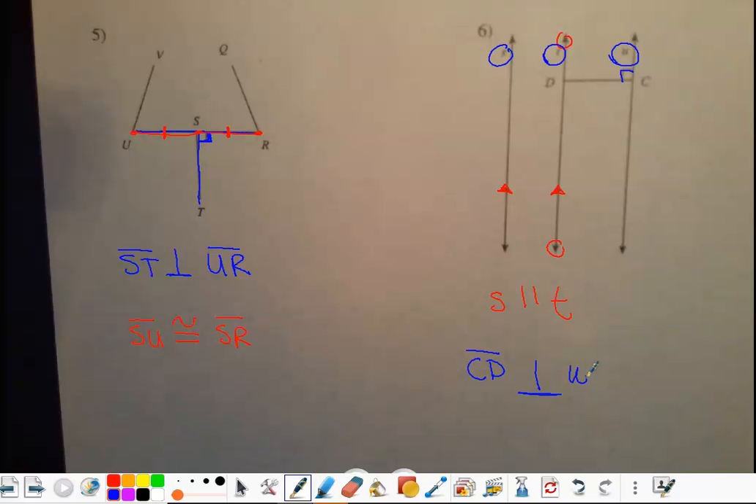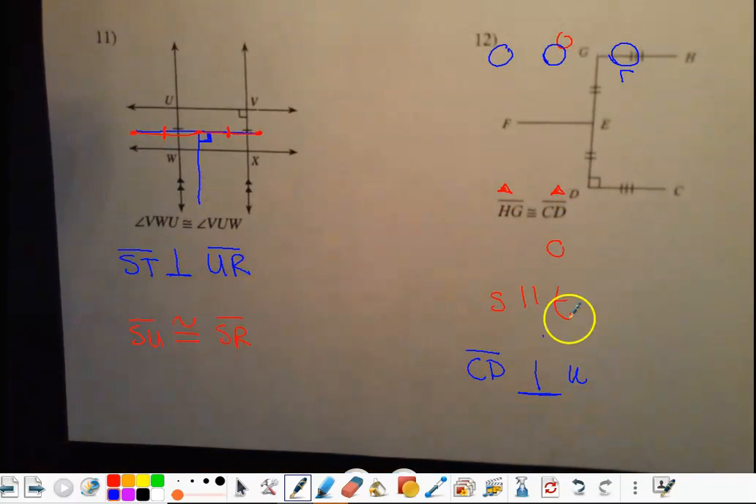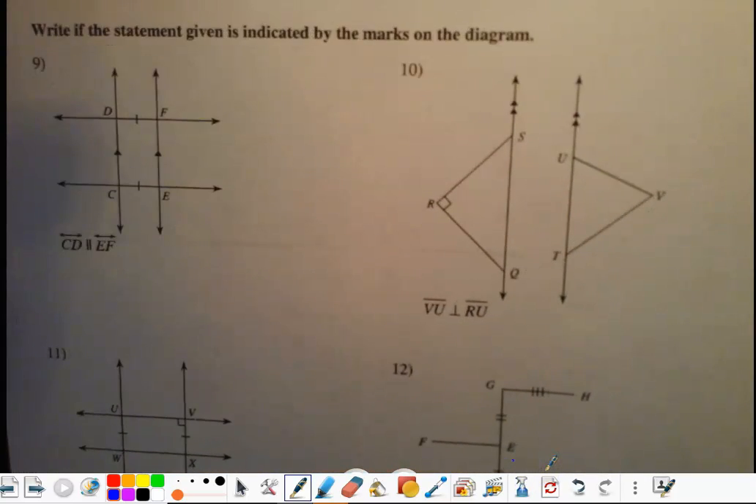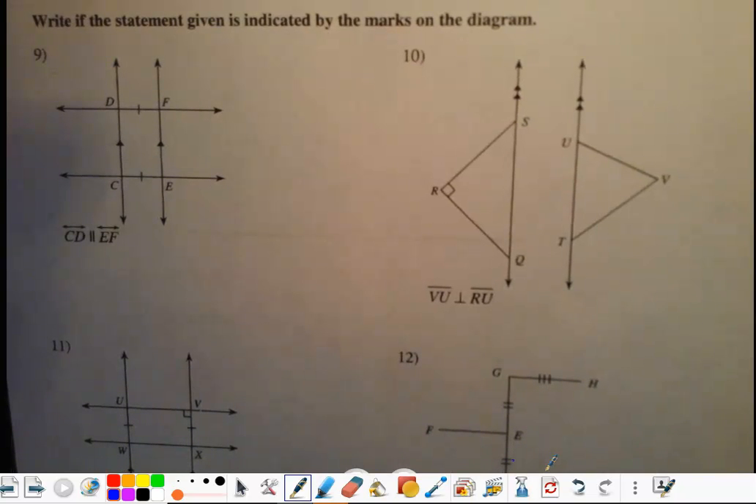Okay. So then let's flip over to the back. Look at 9 and 10, because this is going to be your homework. So this time for 9 and 10, write if this statement given is indicated by the marks on the diagram. So like you're essentially going to say true or false. All right, so we're looking at what it says. It says line CD is parallel to line EF. CD, EF. That's true? All right, so we could write true there. Right? It's given, or you could write given.